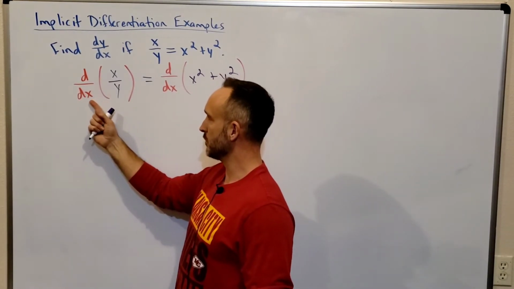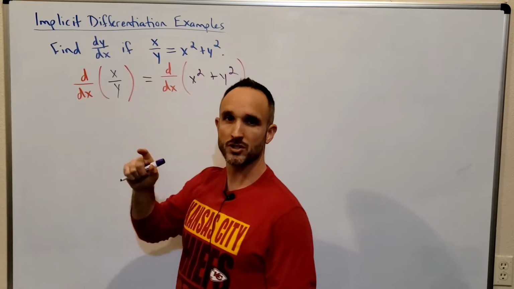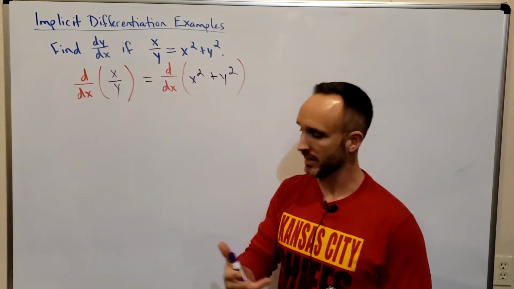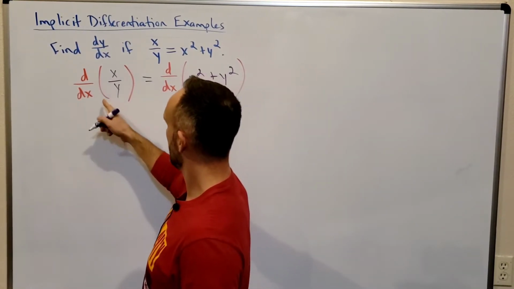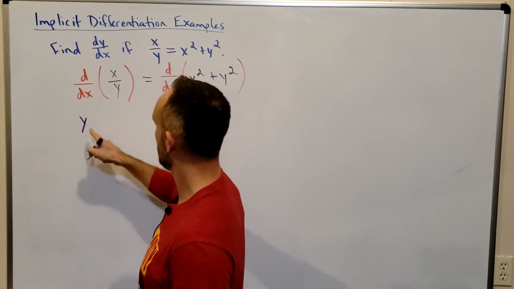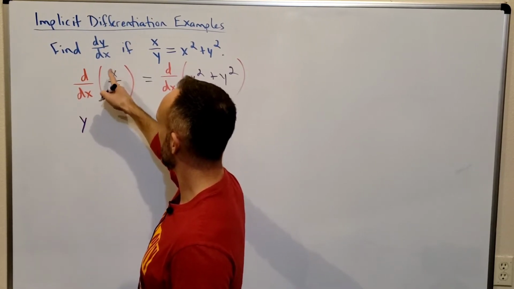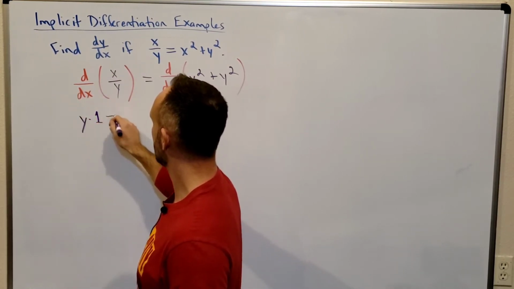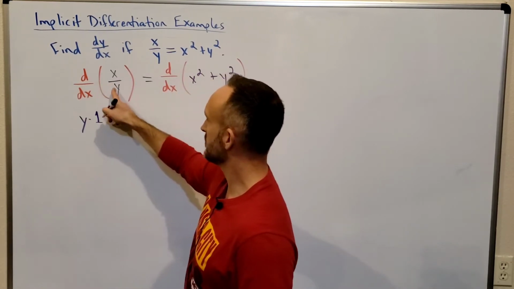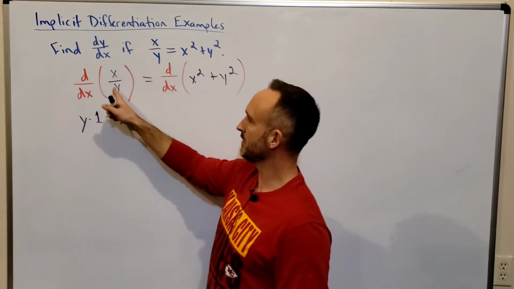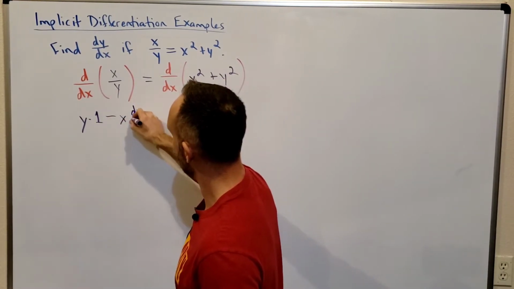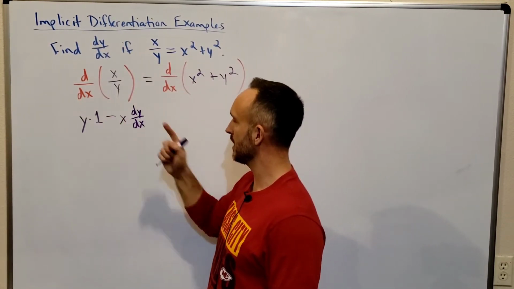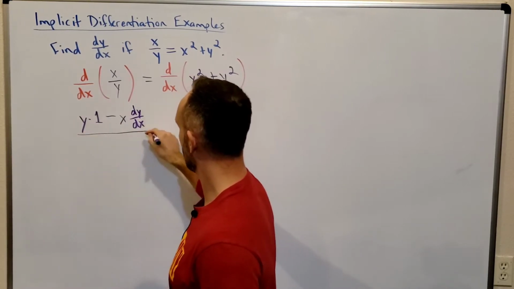Now the left side is the derivative of a quotient of two functions of x. One of the functions is x itself, and the other is y, which is like f of x. And so we have to use the quotient rule. So we do the bottom, which is y, times the derivative of the top. The derivative of x is 1, so y times 1, minus the top, which is x, times the derivative of the bottom. The derivative of y is dy dx. Okay? So the bottom times the derivative of the top minus the top times the derivative of the bottom, all over the bottom squared.